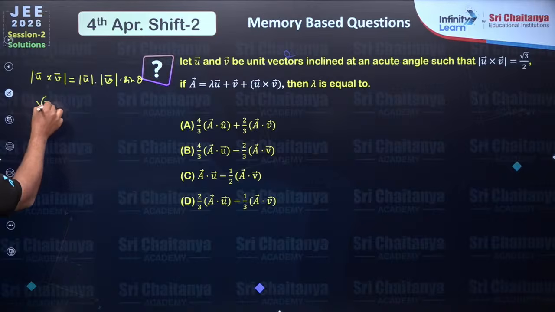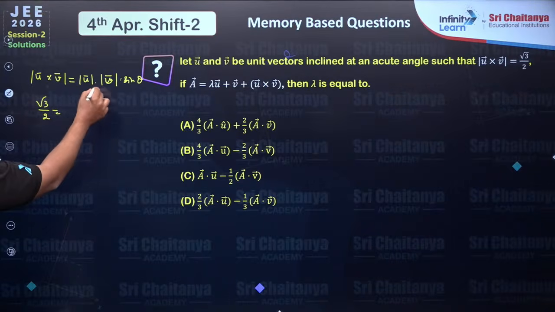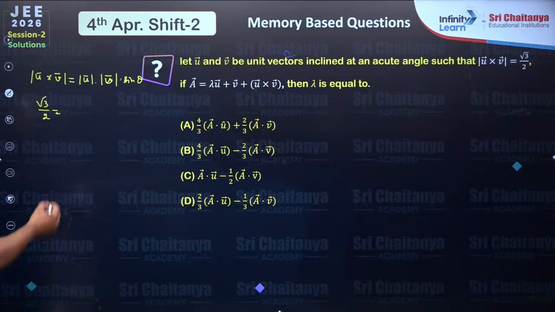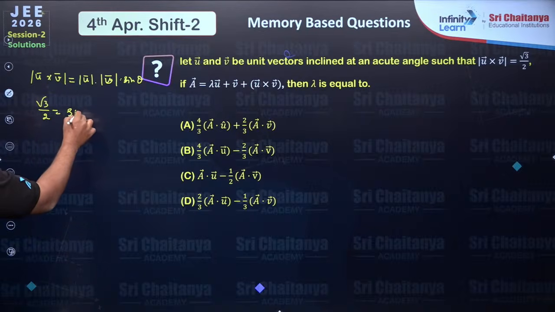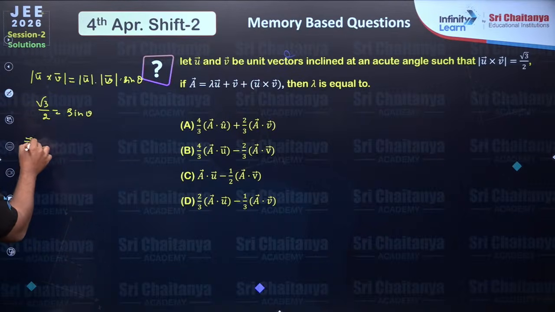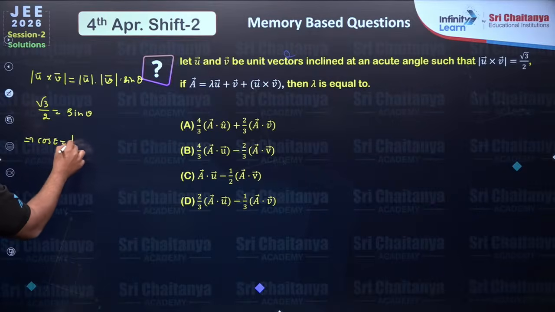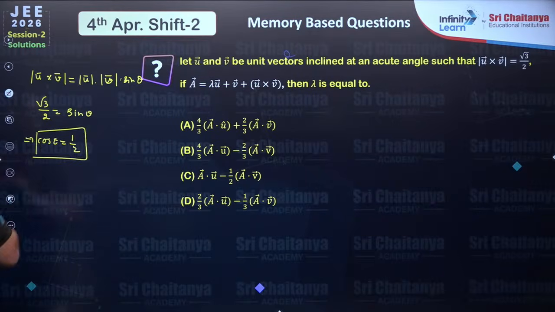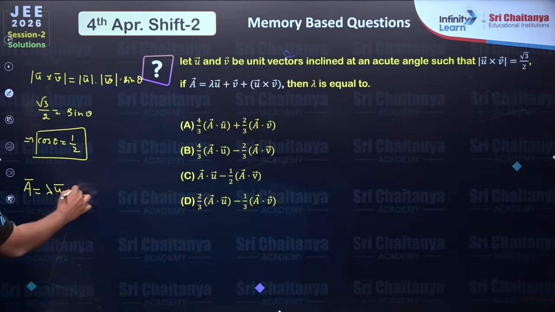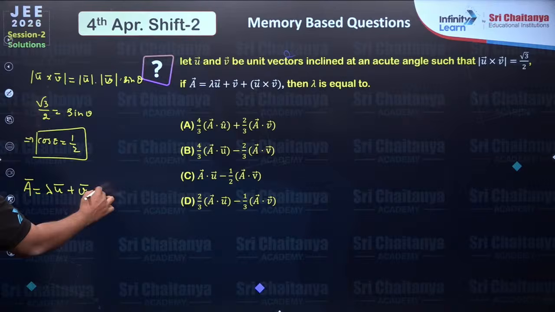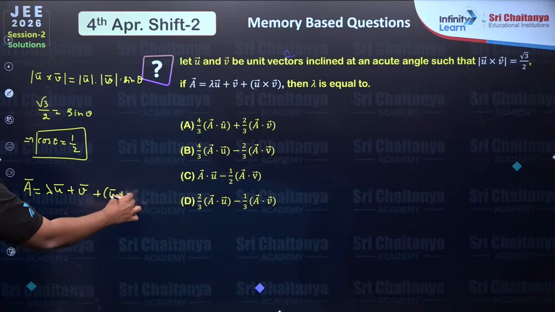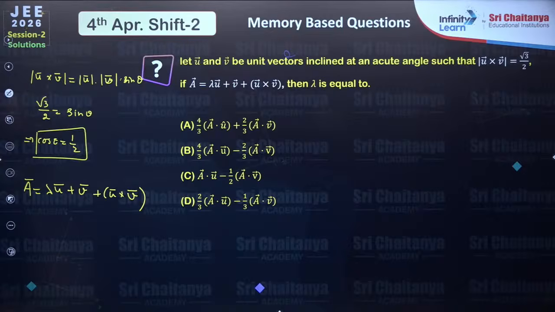Now since this value is root 3 by 2 and we already have these two as unit vectors, we will be having sin theta equal to root 3 by 2. So cos theta will be equal to 1 by 2, right? Now we are given a bar as this expression, a bar equal to lambda u bar plus v bar plus u bar cross v bar, right? And we have to find the value of lambda.